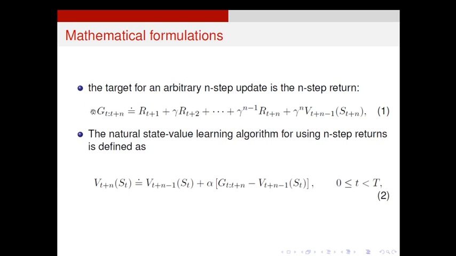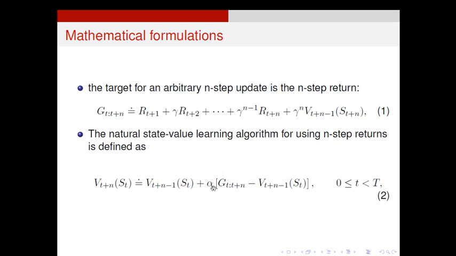Okay, now we think about value updating. Instead of G t, I am using G t colon t plus n. That is the only difference between our original TD0 and this n-step TD. The natural state value learning algorithm using the n-step return is defined as V t plus n of s t is equal to V t plus n minus 1 of s t, just the previous state value, plus alpha into, where alpha is the learning rate, instead of the one-step return in our TD0, this n-step return G t colon t plus n minus the current state value.